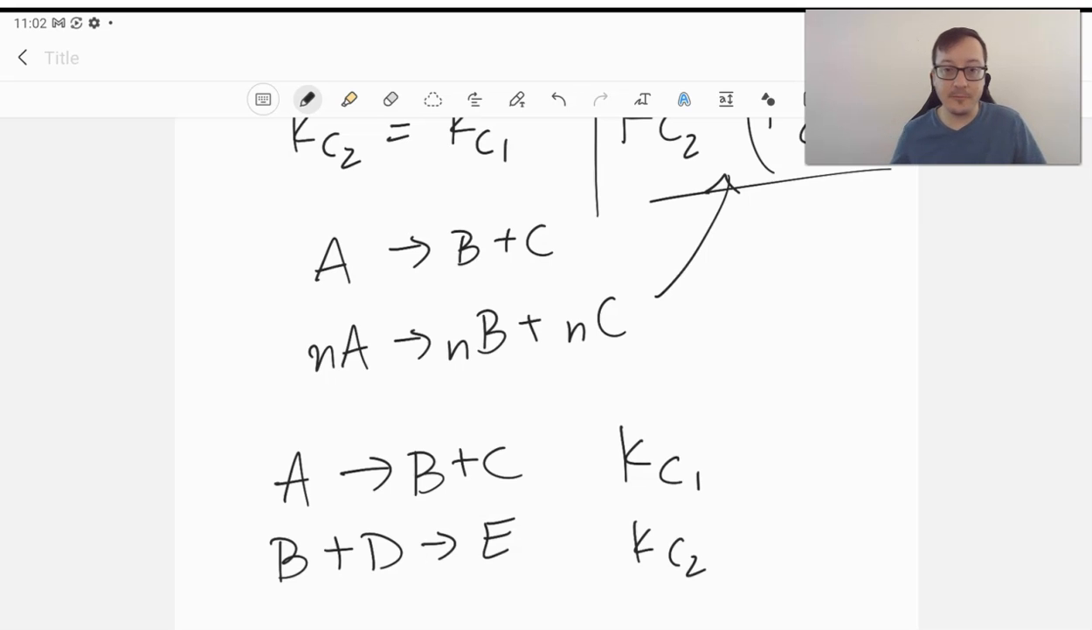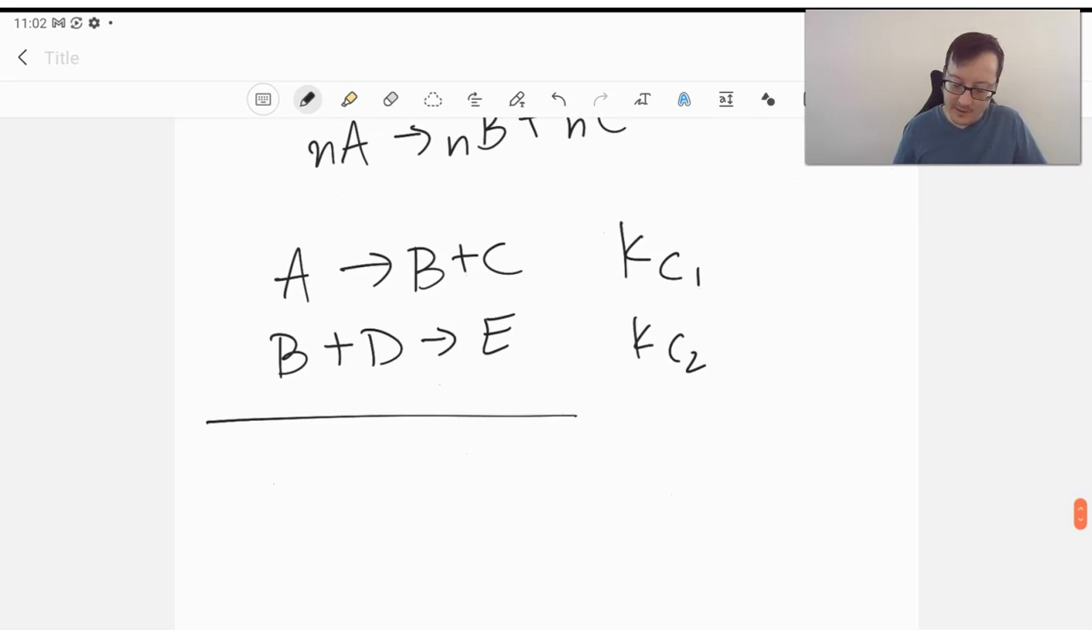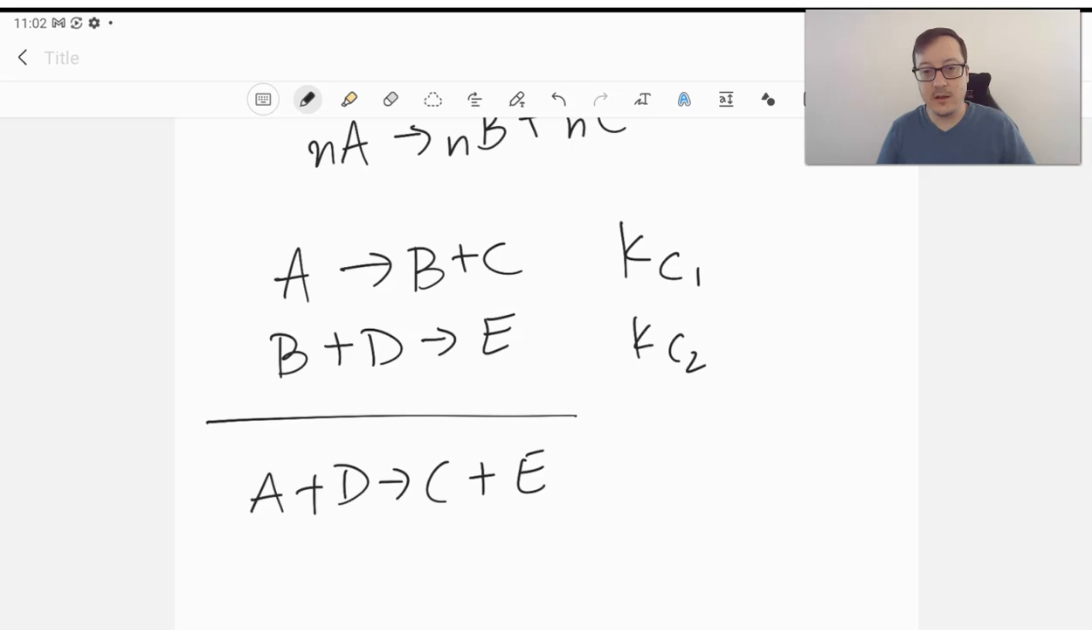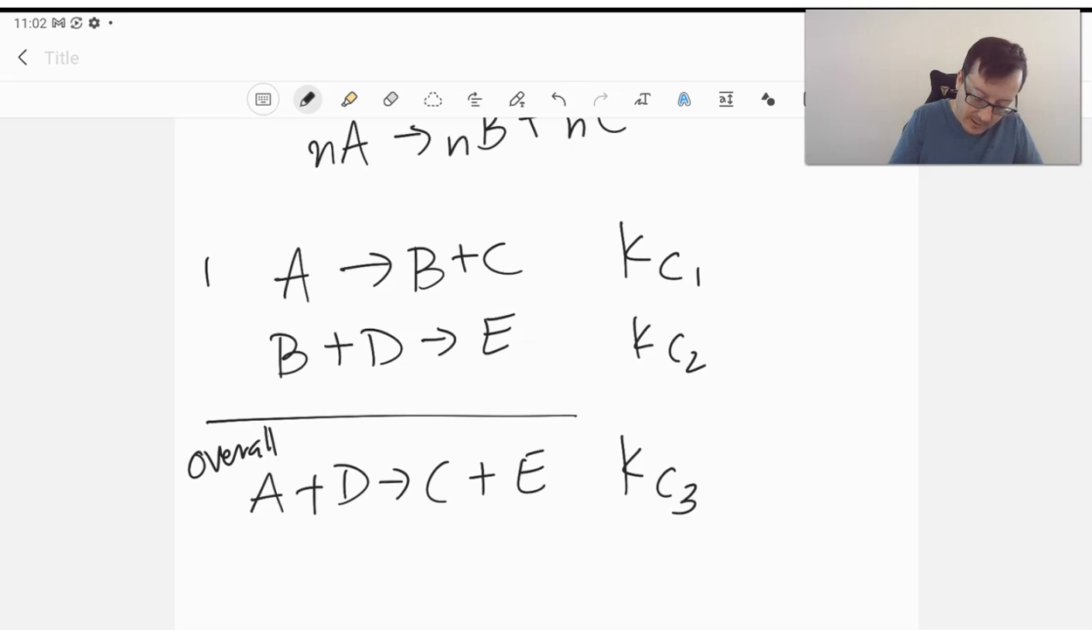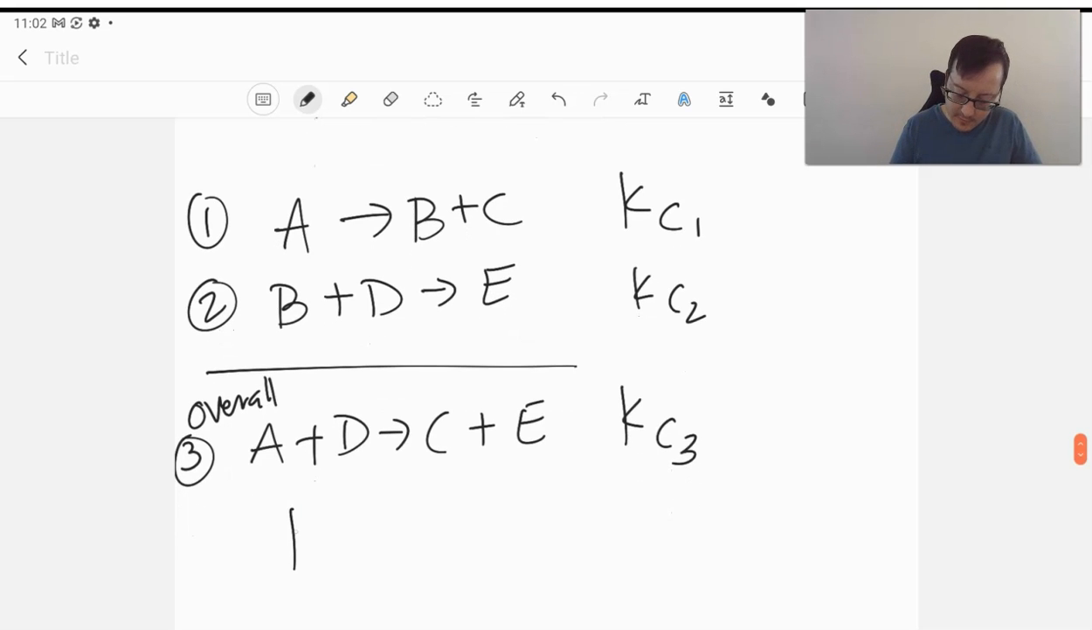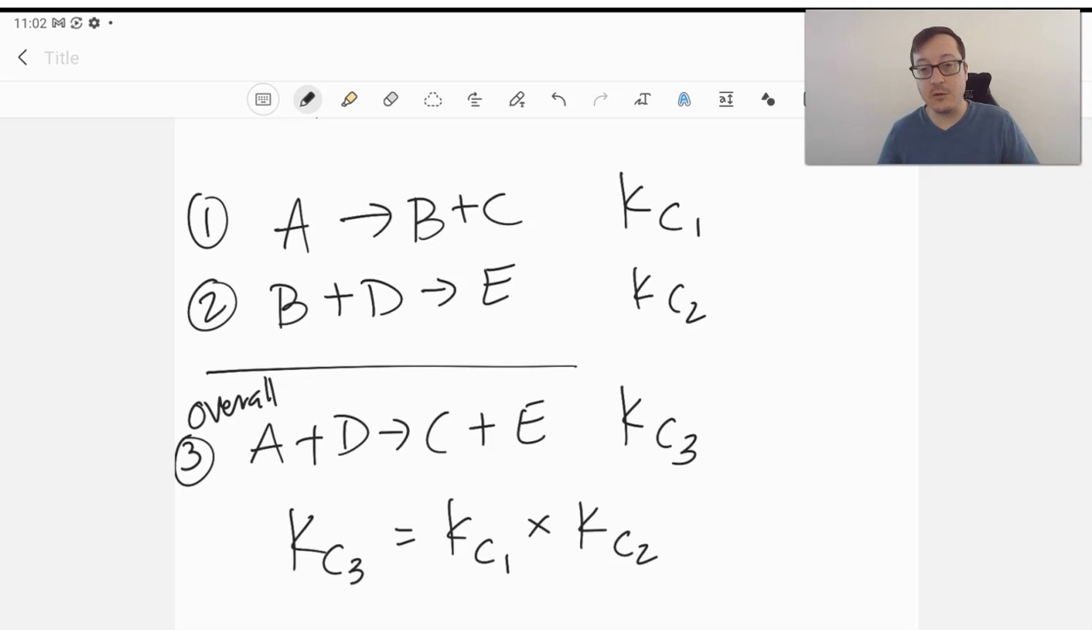When we combine these two, though, if we were to add these reactions together, we get A plus D turns into C plus E, apparently. And we get Kc3 for this particular overall reaction. Reaction 1, reaction 2, reaction 3. The Kc for the third reaction is the product of the first 2 Ks. So if you're going to be combining reactions together, you need to multiply their equilibrium constants to get your new equilibrium constant.